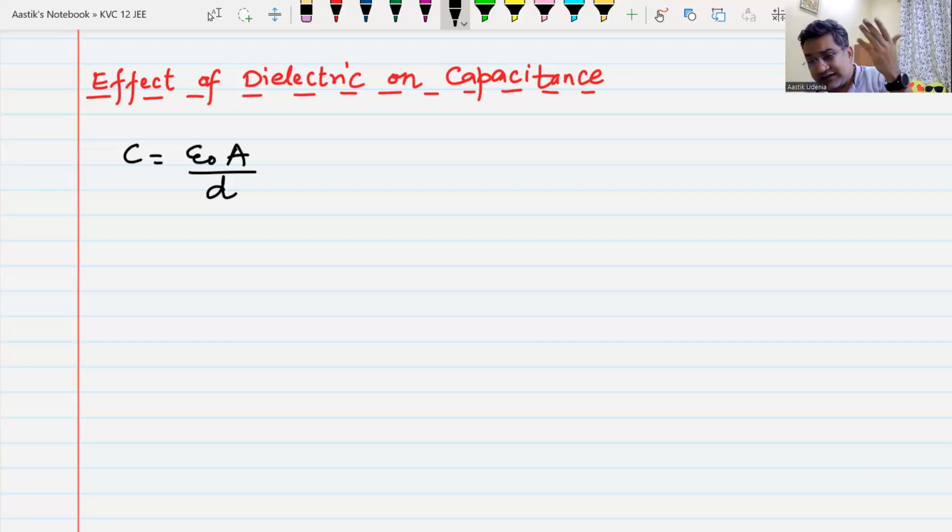The next thing is you can decrease the distance. Now if you bring it very close, and we will see that this plate is positively charged and this plate is negatively charged, they will try to come close to each other. So it becomes very difficult to keep on decreasing the distance, because after a time you will not be able to keep them apart. What is the third way of changing the capacitance?